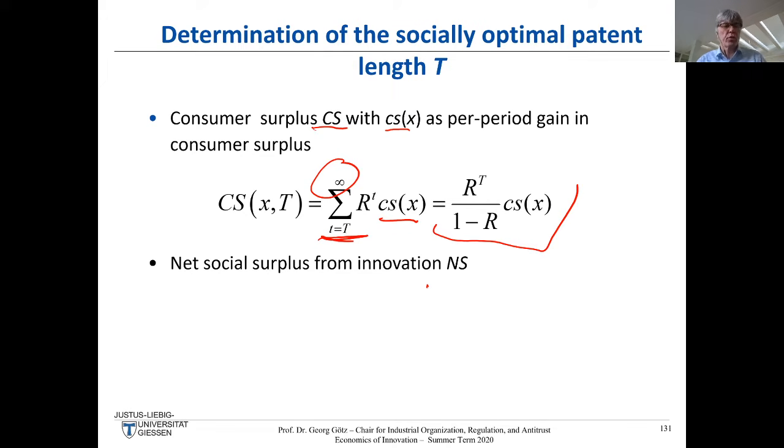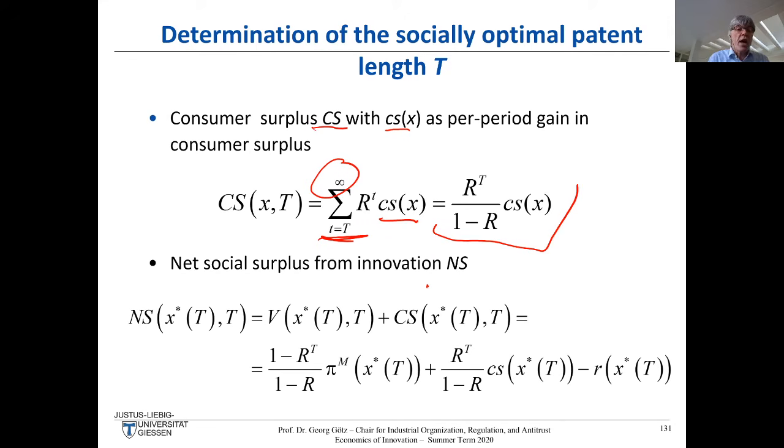I think I took this from either Pepall, Richards and Norman, or from Oz Shy's book. And this net social surplus depends on the intensity of R&D, on the cost reduction, and on the length of the patent. And of course, the cost reduction itself also depends on the patent length. That's why we have this T twice here. And here the first term is just the discounted profit of the firm, and the second term is just the discounted value of the consumer surplus. And we just put here all the expressions we previously had.